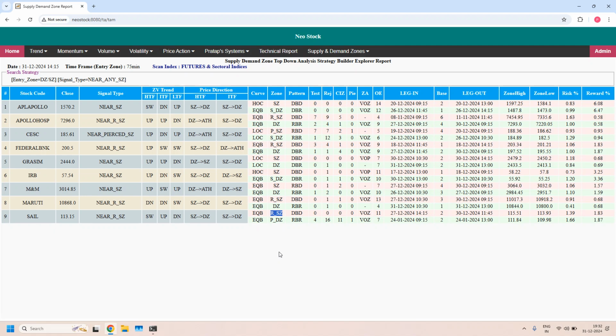That means for daily and 75 minutes demand and supply zones together, we identified 13 stocks. It's a big list, so you should carefully analyze the stocks. And also, the lesson 16 concept, you should properly identify when a zone can be violated. Okay, this is about 75 minutes time frame.